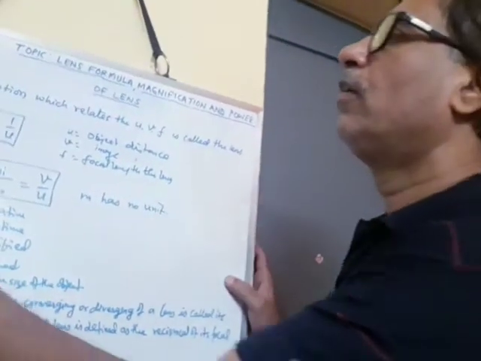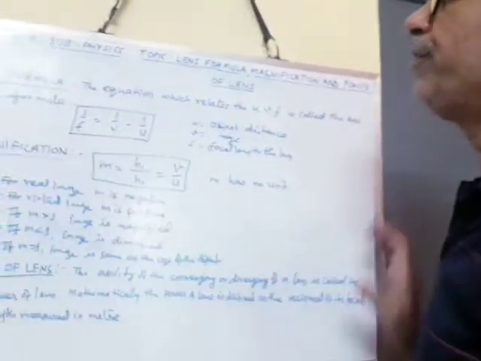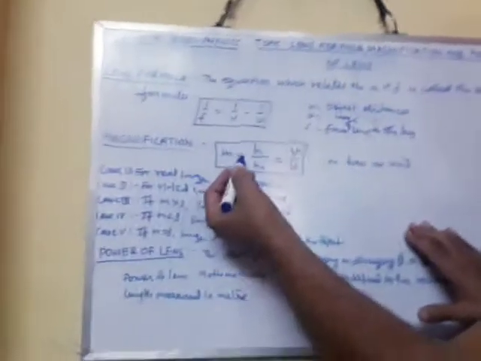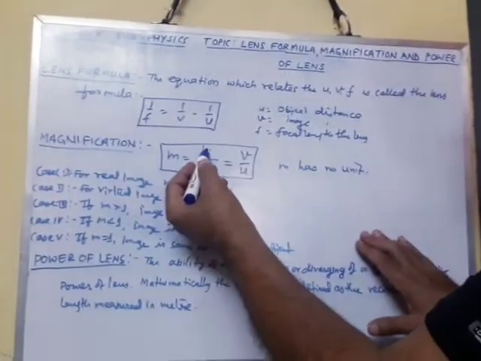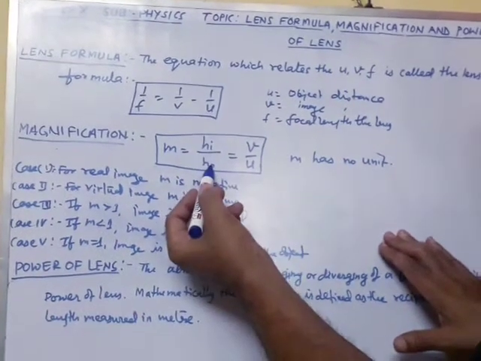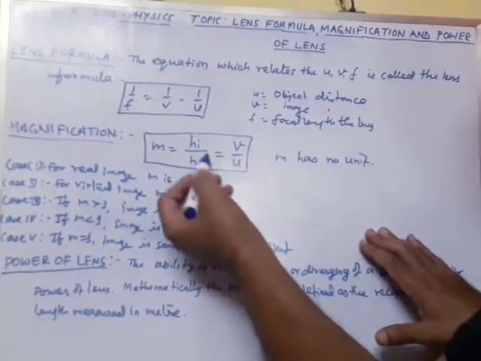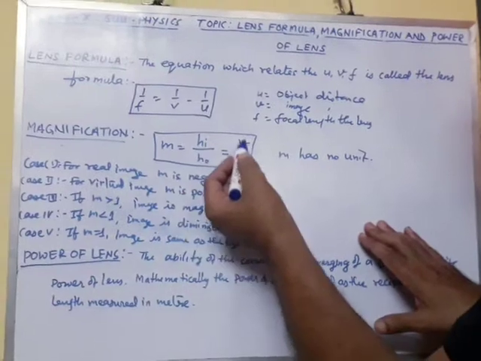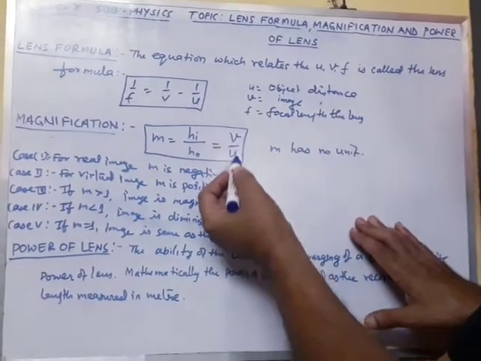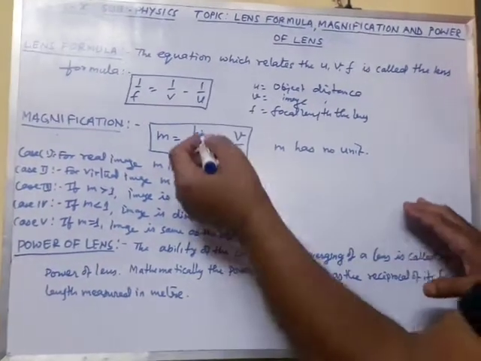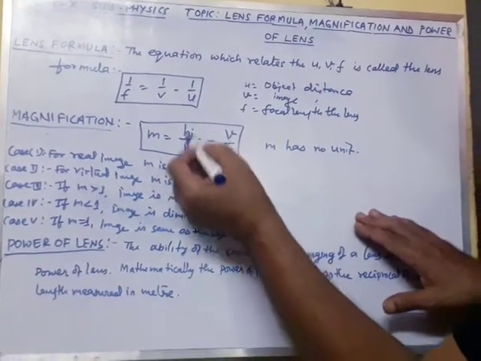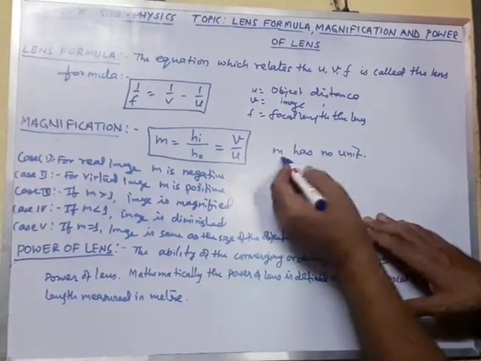Hello students, our next topic is magnification of the lens. Magnification of the lens is defined as the ratio of the size of the image, or height of the image, to the height of the object. Mathematically we can show that this is also equal to v by u, where v is the image distance and u is the object distance. As it is the ratio of the same quantity, it is unitless, it has no unit.